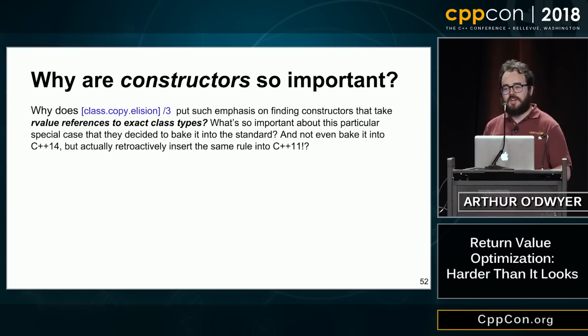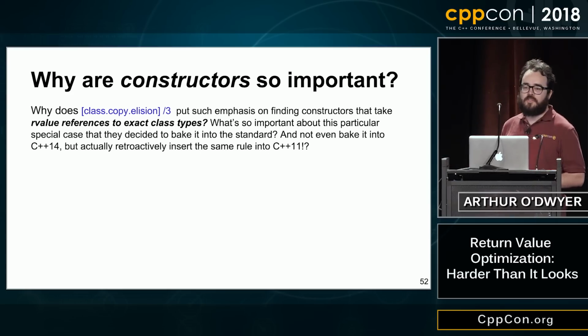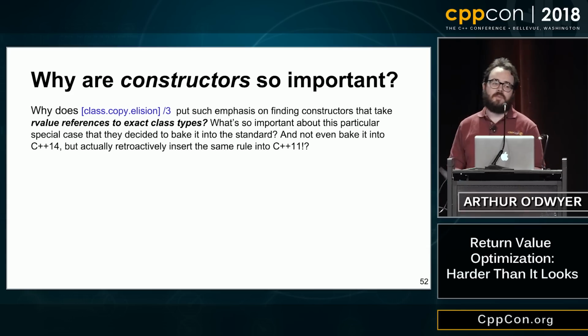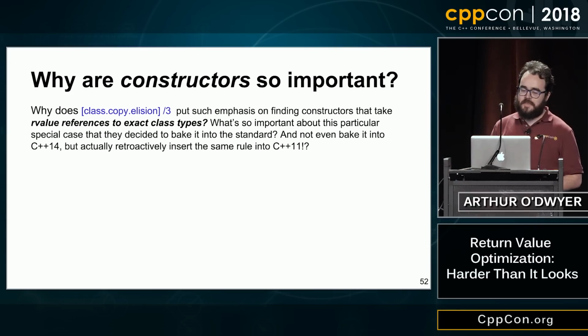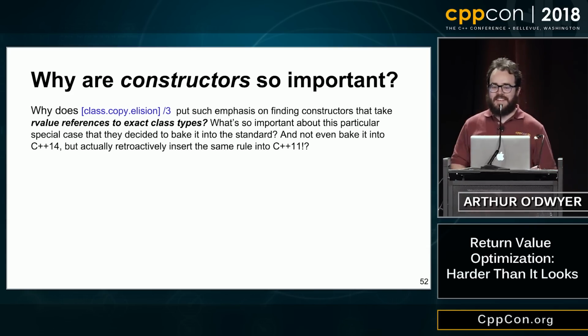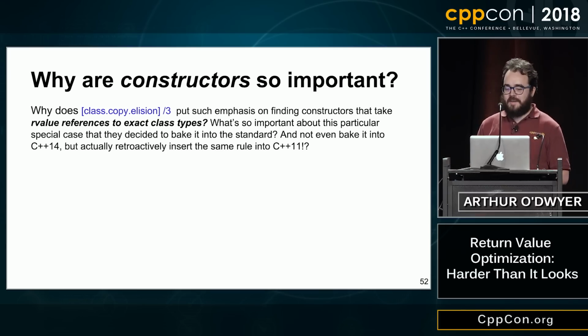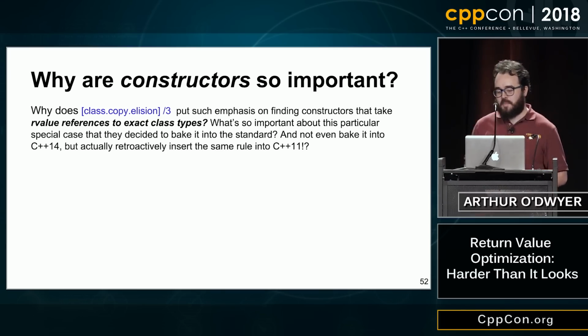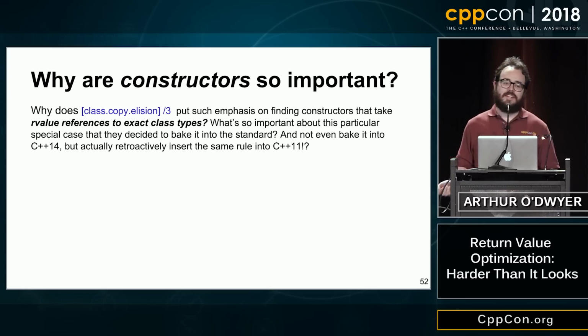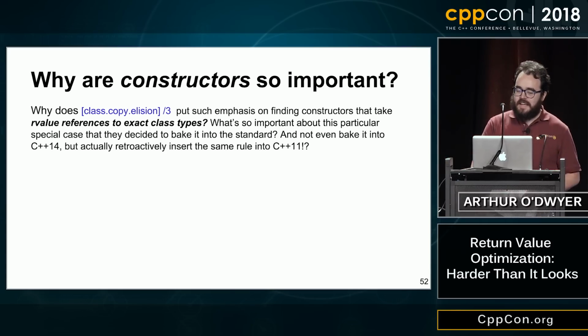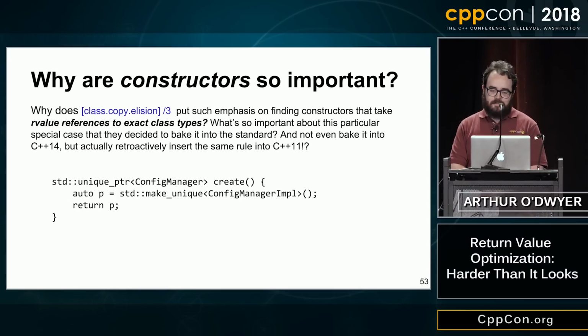So why converting constructors? Why did we put this thing in C++ where there's a rule for constructors that doesn't also apply to conversion operators? Do we just hate things that are more philosophically correct? No, there's actually an important reason that this got retroactively inserted into C++11, and that is unique_ptr.